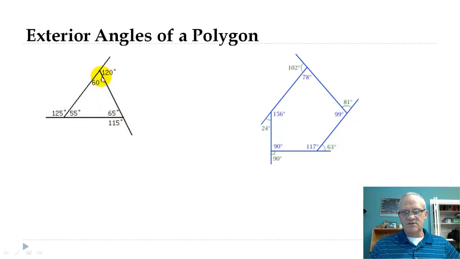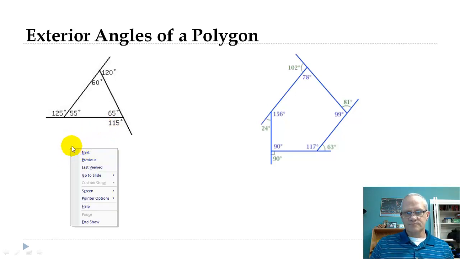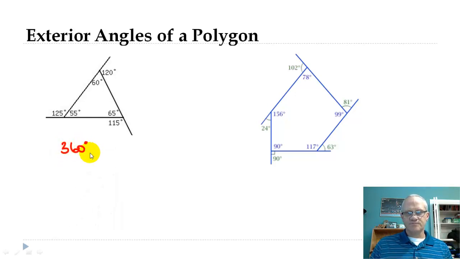So you can see these all match up the way they're supposed to, and if you add up the numbers inside here, 60, 55, and 65 all equal 180. So you go, hey, this all works. How many degrees are out there? Well, if I add up 120 plus 125 plus 115, you know what I'm going to get? 360 degrees.